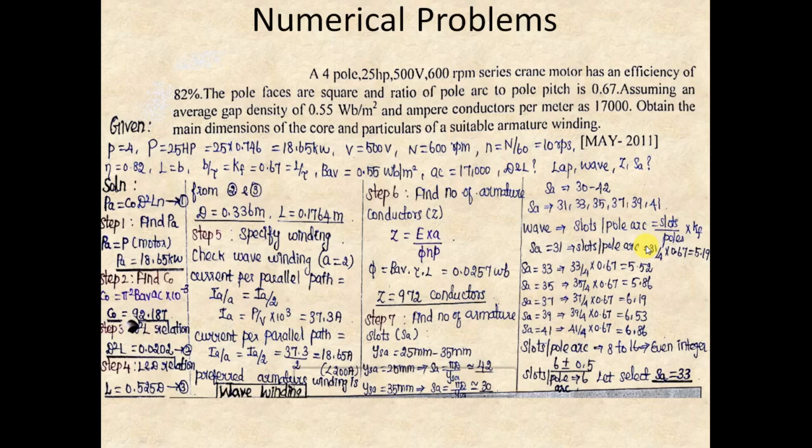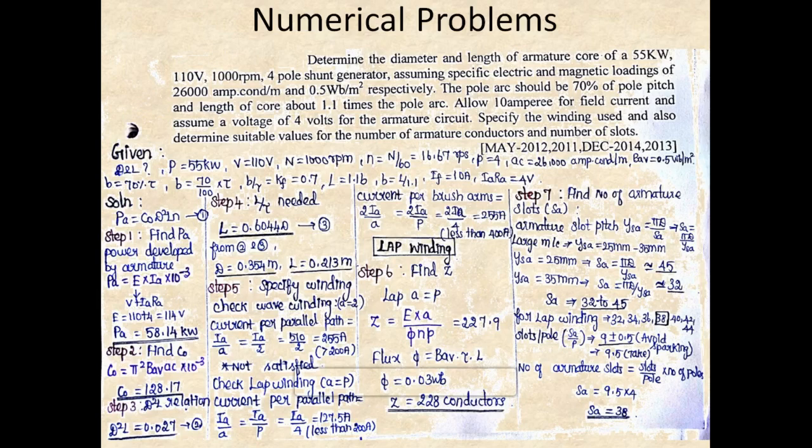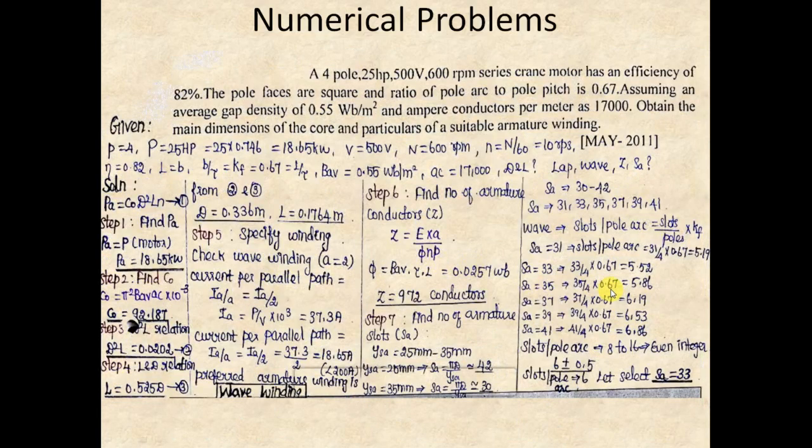In the case of wave winding, instead of taking the number of slots per pole as an integer plus half, to reduce the flux pulsations we will be considering the number of slots per pole arc to be an integer plus half. But in the previous problem we considered only the number of slots per pole in order to reduce the flux pulsations, because there it was lap winding. In the case of wave winding, we will be considering the slots per pole arc value to be an integer plus half in order to reduce the flux pulsations.